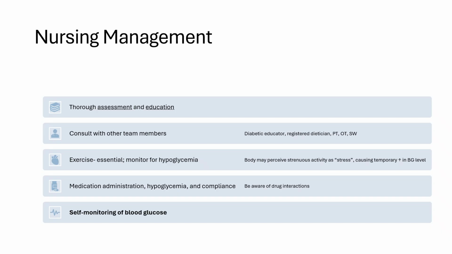Exercise, again, is essential. How do they monitor for hypoglycemia? We need to give them the signs and symptoms of that. They should know how to administer their medications, the signs and symptoms of hyperglycemia, and any type of compliance issue, and then self-monitoring of blood glucose.